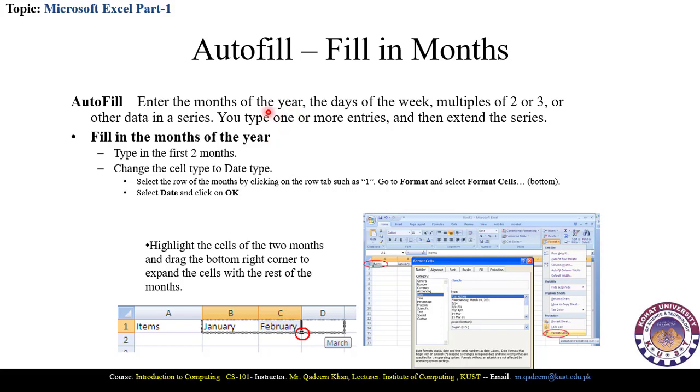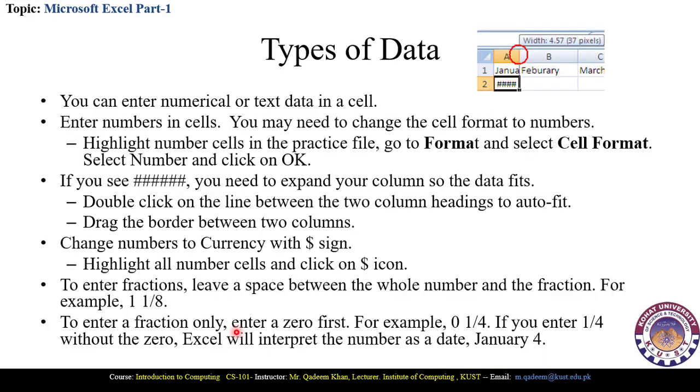You can also perform autofill, for example filling in the months, which means that the system will autofill some values here. To fill in the months of the year, type the first 2 months and change the cell data types here, and then select the rows of the month by clicking on the row number such as 1, and then go to the formats and select Format Cells. But it is better to provide a meaningful name by typing them. So you can also type the values.